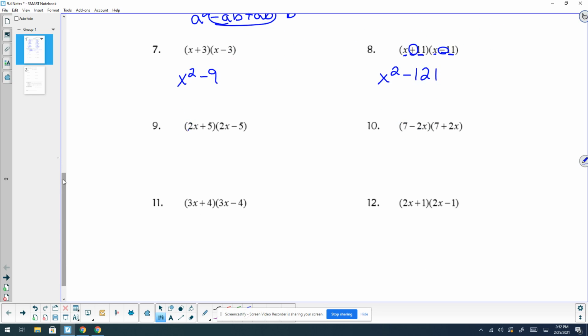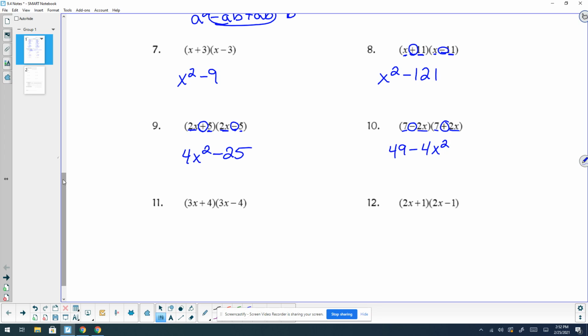Looking at 9, I have 2x in front, I have 2x in front. I have 5 in the back, I have 5 in the back. I have a positive and a negative. 4x squared minus 25. Again, 7 in the front, 7 in the front, 2x in the back, 2x in the back. Negative, positive, so it's 49 minus 4x squared.